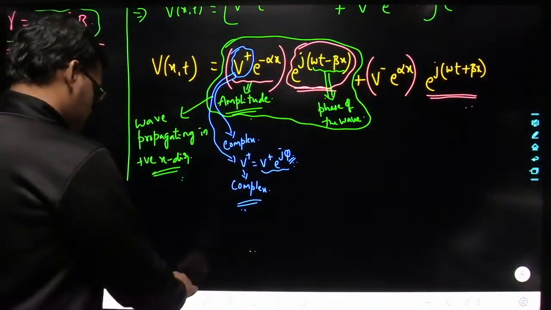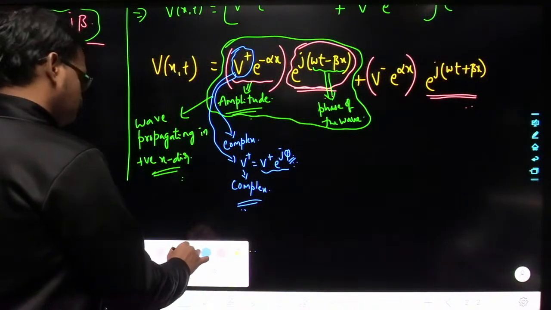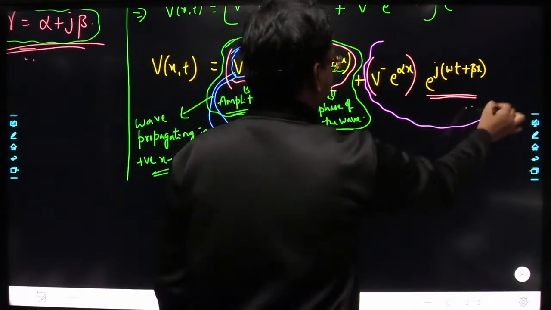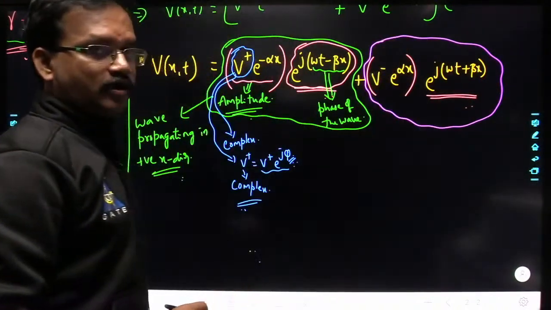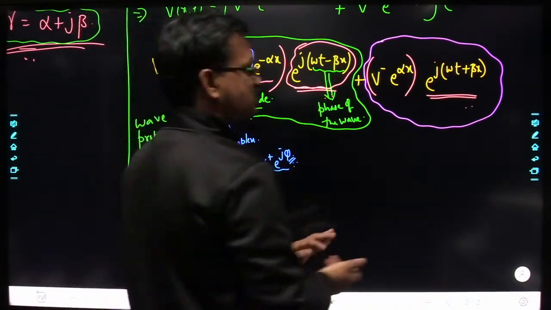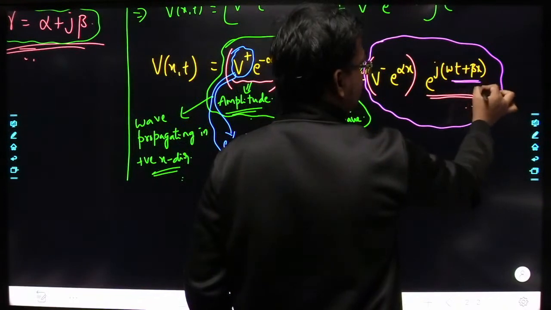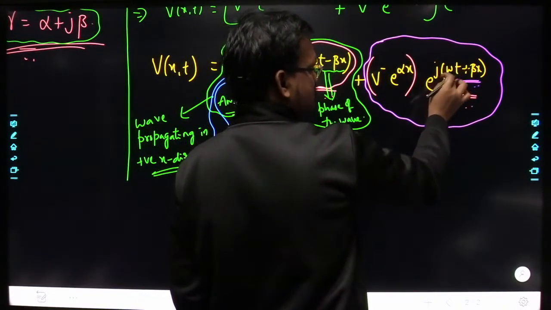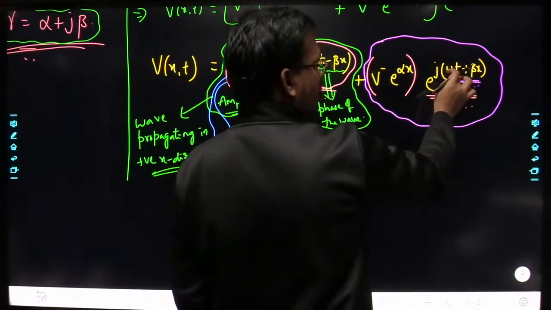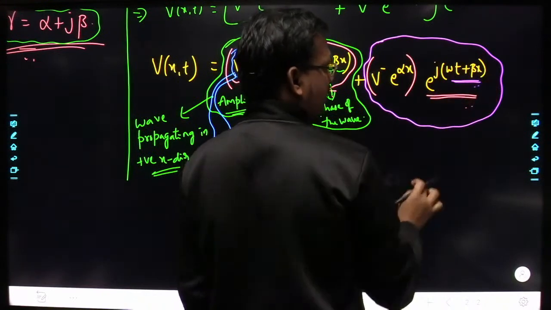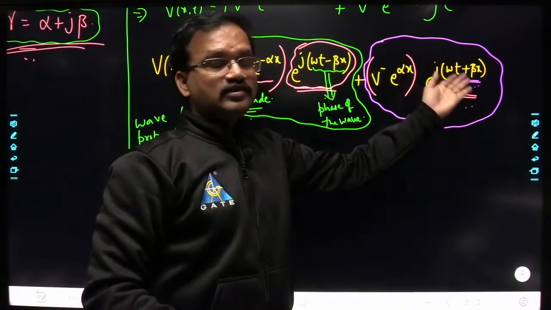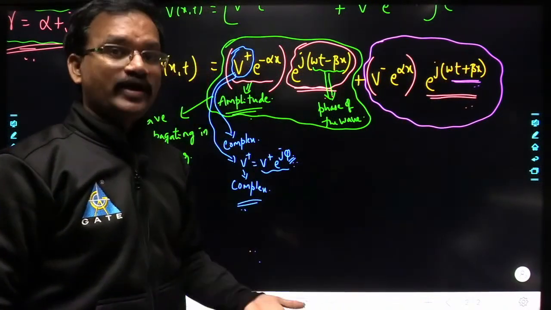Now see here, coming to the second term. It is also looking in a similar manner, but what is the only change here? If you observe the phase shift, it is e power j of omega t plus beta x. In the phase, the polarity before omega t and the polarity before beta x are both the same. So this represents a wave that is propagating in which direction? Negative x direction. Yes or no?